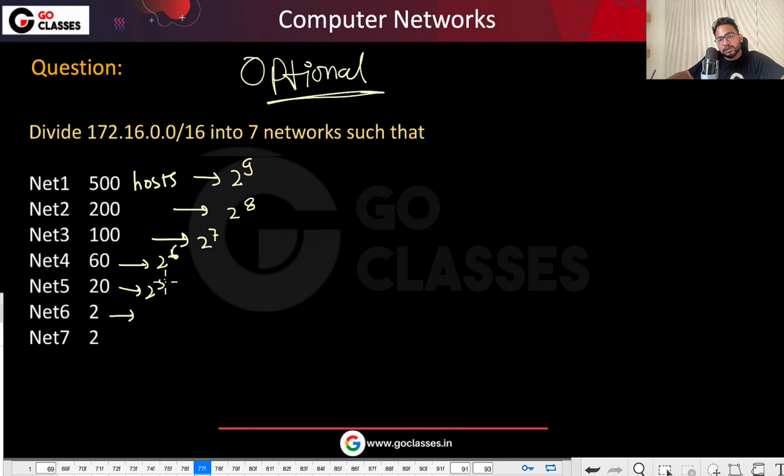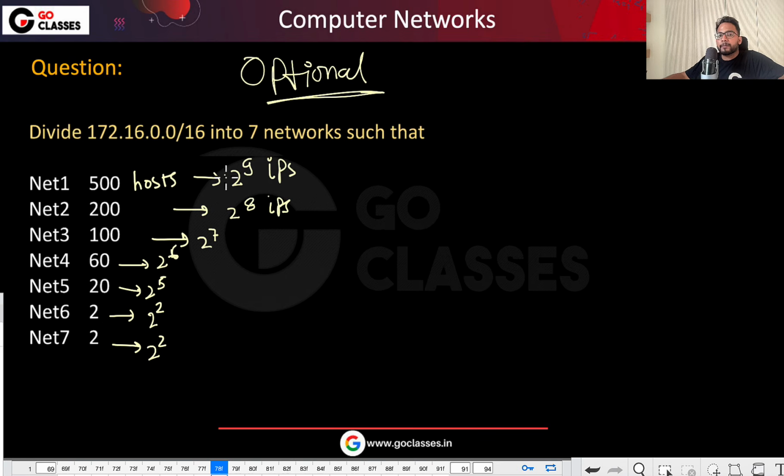Basically, if I want 2 hosts, then 4 IPs I want, right? So 2 power 2 is the number of closest IPs. So basically these many IPs I need. You can forget about this number, it is not much relevant now. Basically we want these many IPs from each of the networks.